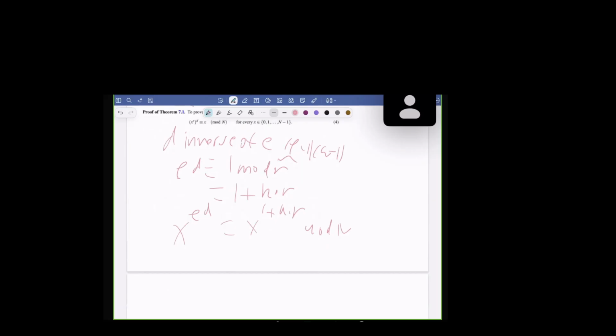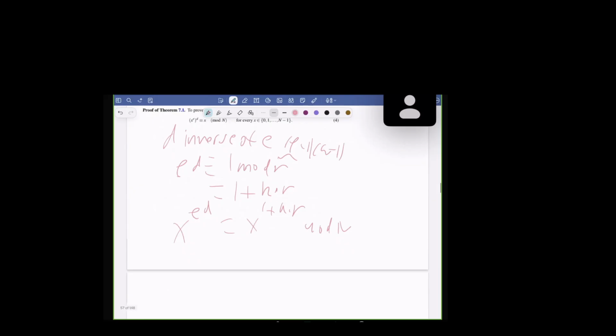Okay, so from here, we could subtract X on both sides. We're going to do that right now, and you'll see exactly why in a minute. Because we have X on this side, we can factor it out and get X times (X to the power of K times R minus 1). The idea here is that we're going to put two cases, since recall that N is composed of P and Q.